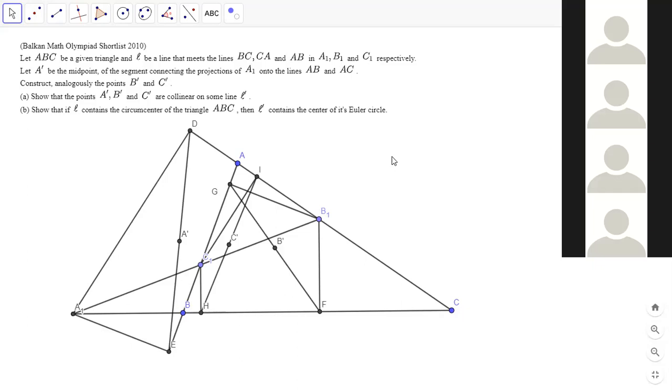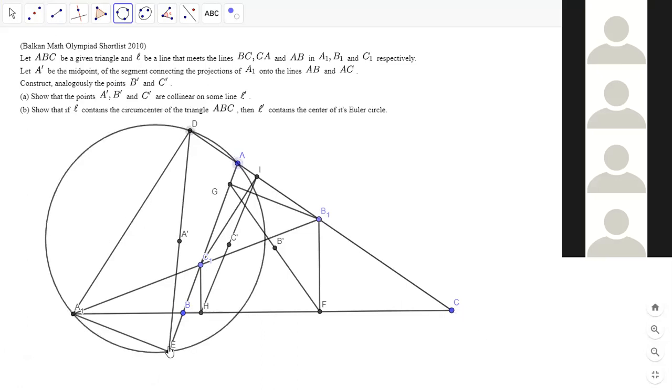So let's see. I wonder if... Oh, it looks like the circles with the diameters AA1, BB1, and CC1 are coaxial. Coaxial. Okay. So I'm going to draw those. Oh, that is actually the Gauss line. Oh, okay. From the Gauss line. Yeah, that is. Yeah.